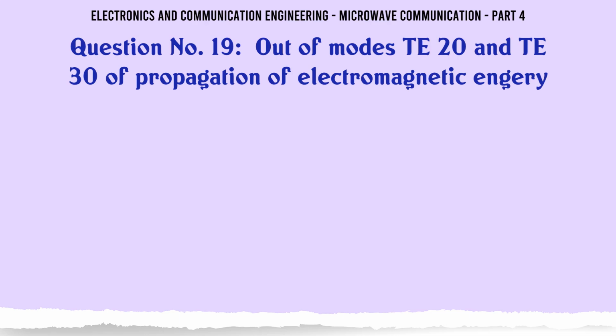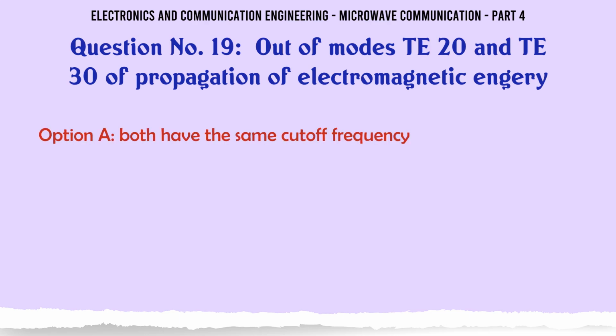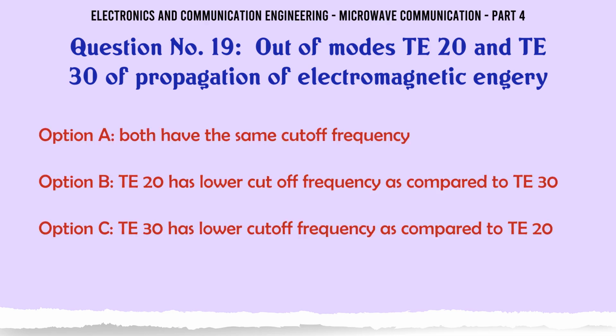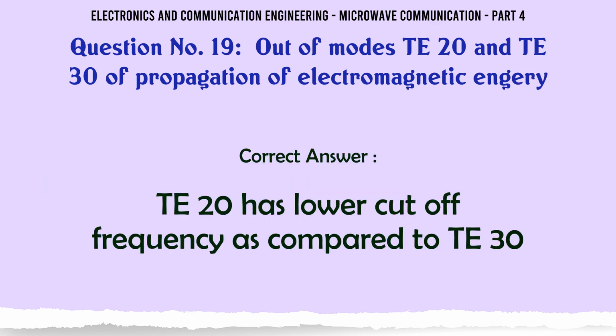Out of modes TE20 and TE30 of propagation of electromagnetic energy: A, both have the same cutoff frequency; B, TE20 has a lower cutoff frequency as compared to TE30; C, TE30 has a lower cutoff frequency as compared to TE20; D, either A or C. The correct answer is TE20 has a lower cutoff frequency as compared to TE30.